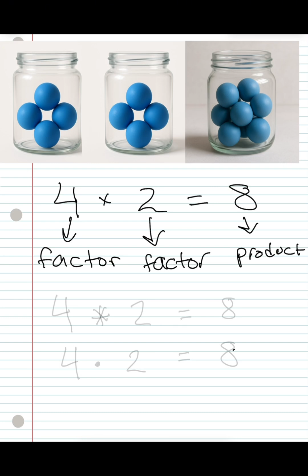And the symbol for multiplication can also be expressed in different ways. So here you have 4, and the multiplication is an X. And it can also be a star, and it can also be a dot. And those mean the same thing. Those all mean 4 times 2.